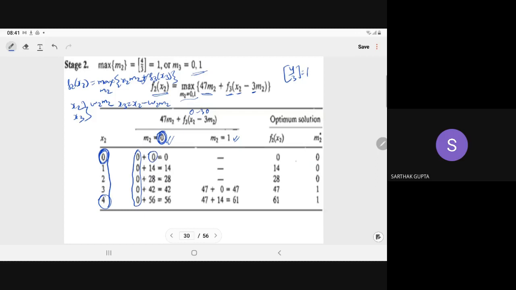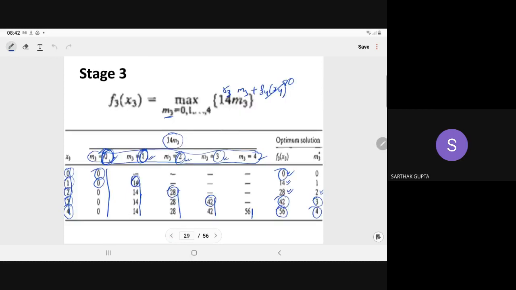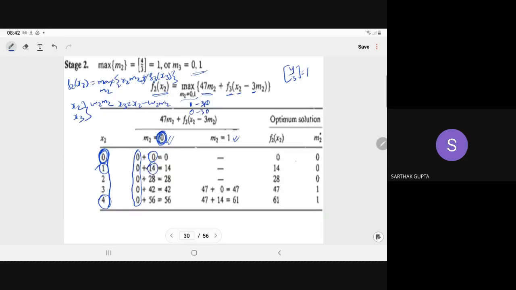Now see, if X2 is 1 and M2 is 0, second row, first column. So 1 minus 3 into 0, that is F3 of 1. F3 of 1 is 14, the maximum return from stage 1 plus 1. So here we have written the 14.